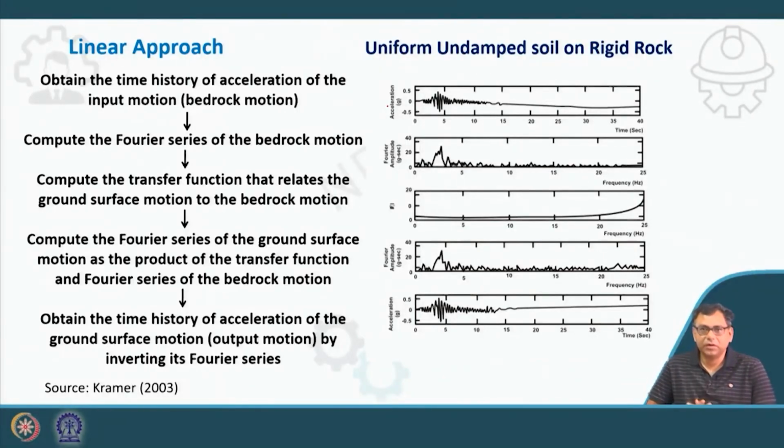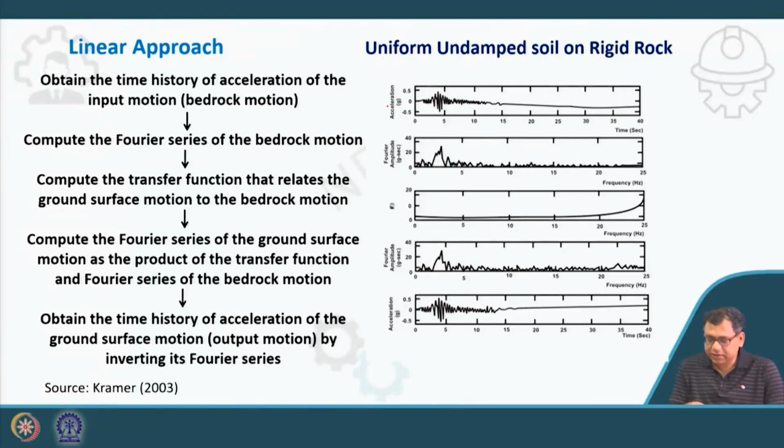You can use the fast Fourier transform to convert the acceleration time history to a Fourier series, or Fourier amplitude versus frequency. So, from time domain to frequency domain. Then you compute the transfer function that relates the ground surface motion to the bedrock motion.